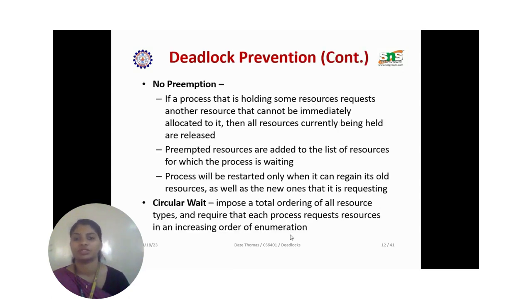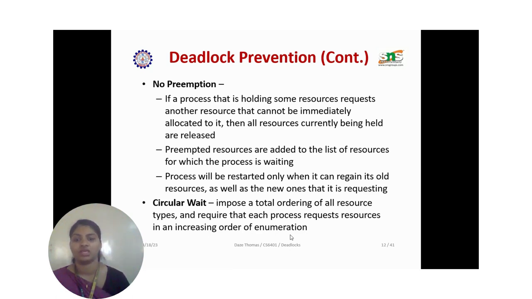In no preemption, if a process that is holding some resources requests another resource that cannot be immediately allocated to it, then all resources currently being held are released. Preempted resources are added to the list of resources for which the process is waiting. The process will be restarted only when it can regain its old resources as well as the new ones that it is requesting.